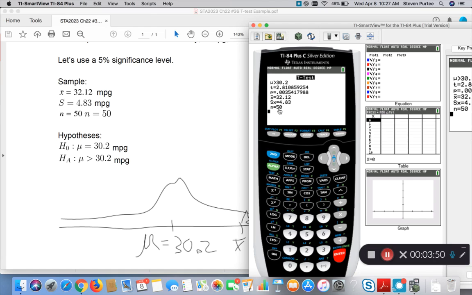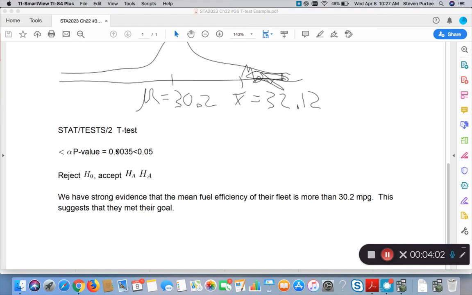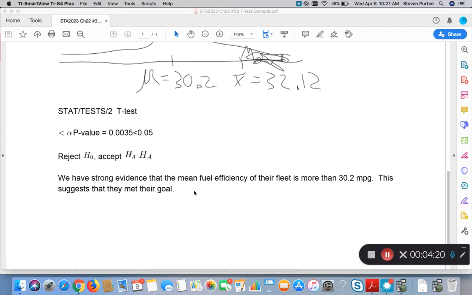Here's my sample back. This is what I care about. That's the p-value. That's a tiny p-value. That will be very strong evidence then. So our p-value is less than alpha. Our p-value is much smaller than 5%. We are less than alpha. We reject the null and accept the alternative. And we say we have strong evidence that the mean fuel efficiency is more than 30.2. So this suggests that they met their goal.